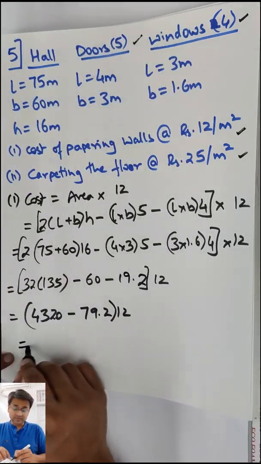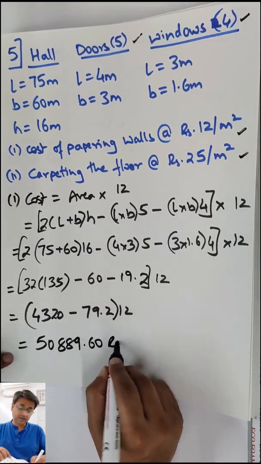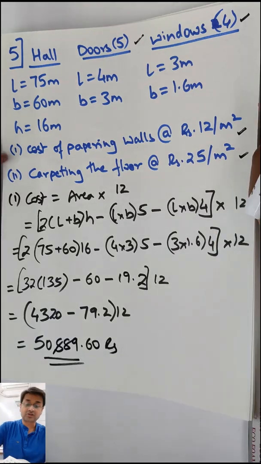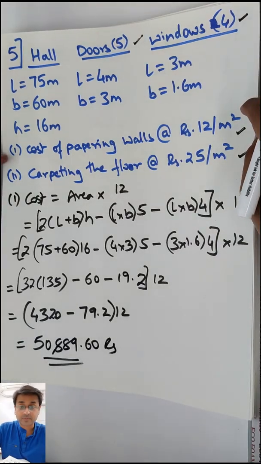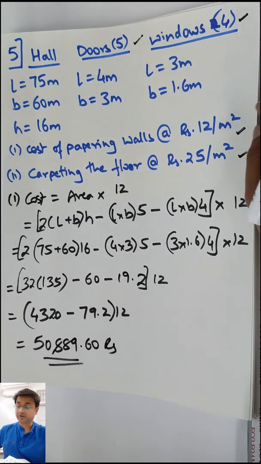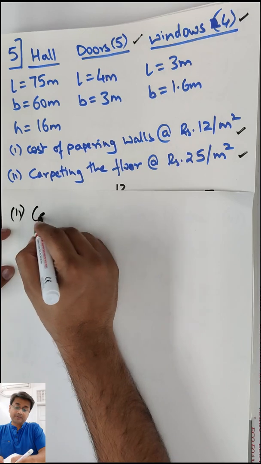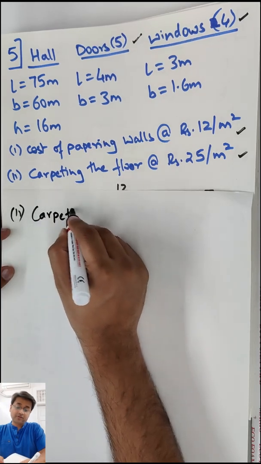So my answer is basically 50,889.60 rupees. This is the cost of papering the walls. Papering the walls means you are putting the wallpaper. Now carpeting the floor, that's the second part. So to get the second part, we'll have to find the area of the floor first.